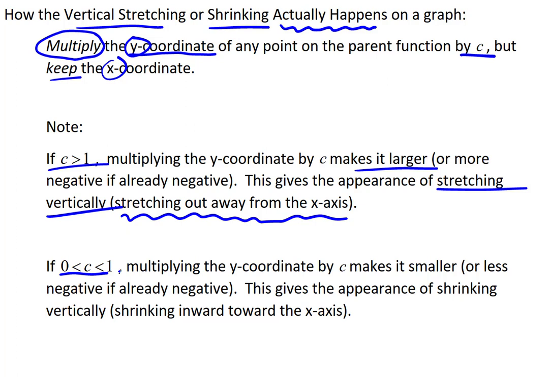Of course, if c is somewhere between 0 and 1, as we saw in our definition above, then we do the same thing. We're still multiplying the y-coordinate by c, but this time it makes it smaller, right? A value between 0 and 1 could be like 1/2, 1/3, 1/8, anything between 0 and 1. When you multiply a number by those types of fractions, the result gets smaller. Or you could say less negative if it's already negative. This gives the appearance of shrinking vertically, which means shrinking inward toward the x-axis.